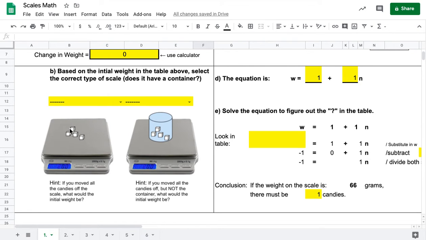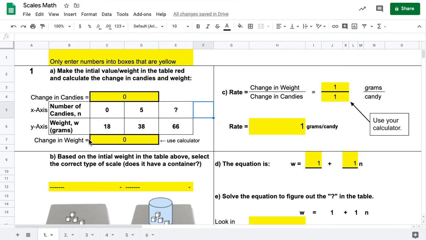So I want you to think about, if you took all the candies off this scale, what would this scale weigh? On the other hand, if you took all the candies off this scale and left the container on there, would there still be a weight on it? So with 0 candies, would this scale measure a weight? What about this scale? Would this scale measure a weight? Okay, so you're going to have to think about that.